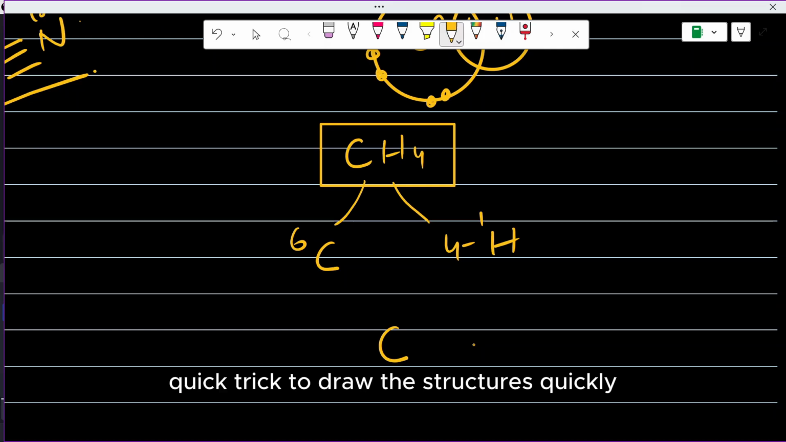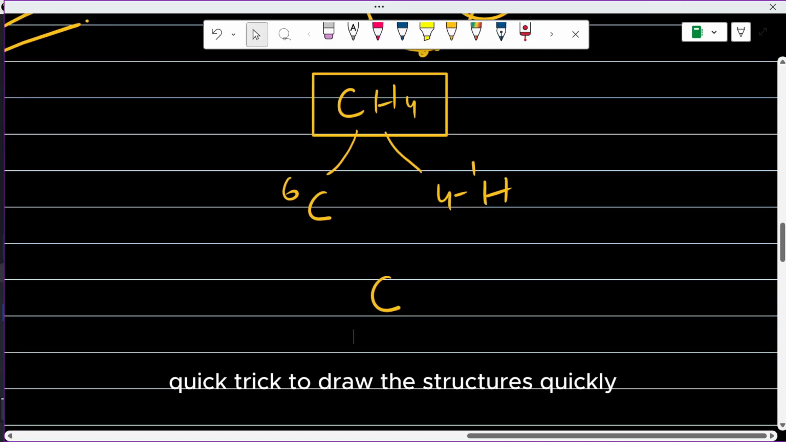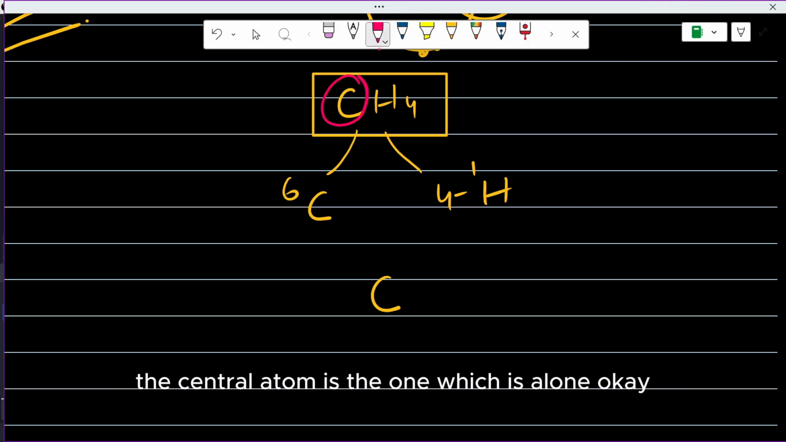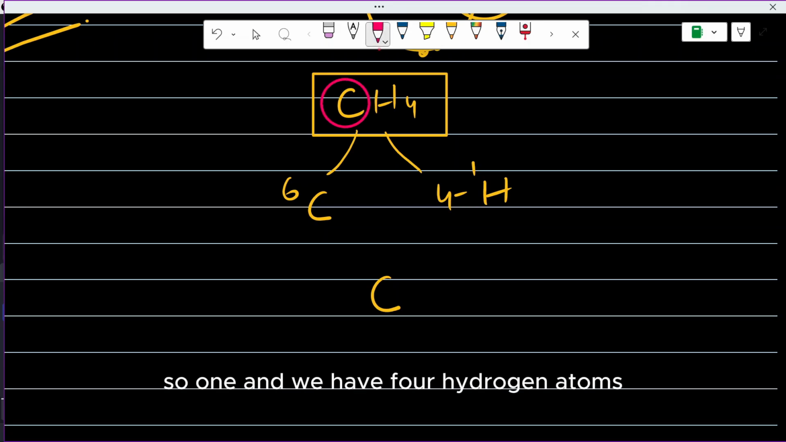Remember, it's a quick trick to draw the structures quickly. Always try to start your question with a central atom. This right there is a central atom. The central atom is the one which is alone. Okay, so 1, and we have 4 hydrogen atoms. This is going to be in the center, carbon. Okay, so start with the carbons.